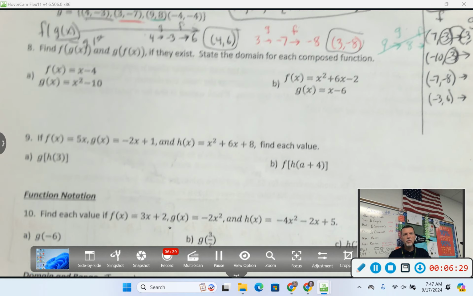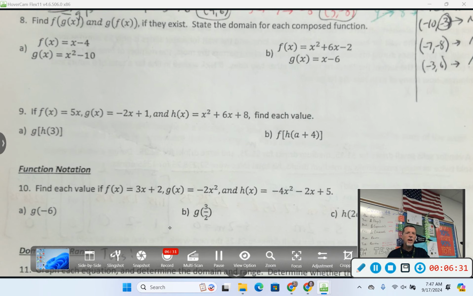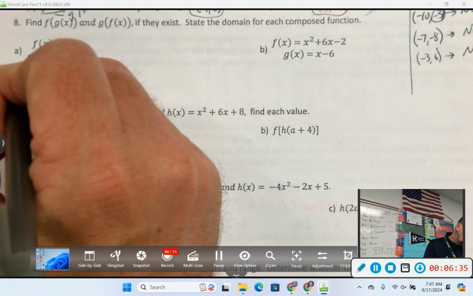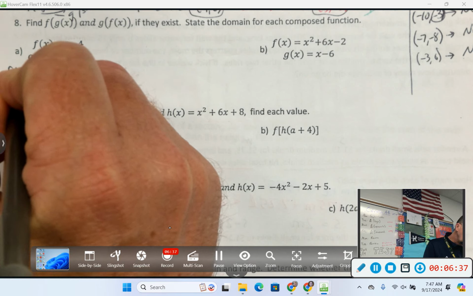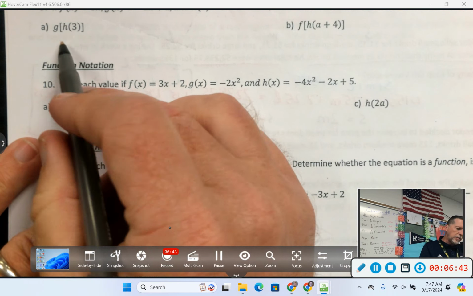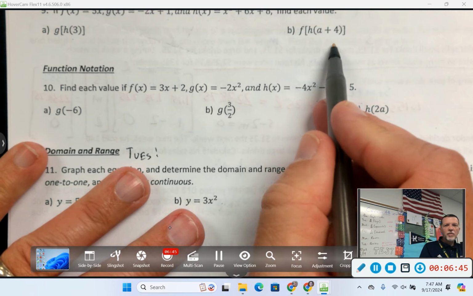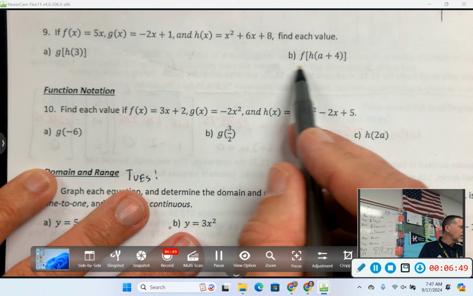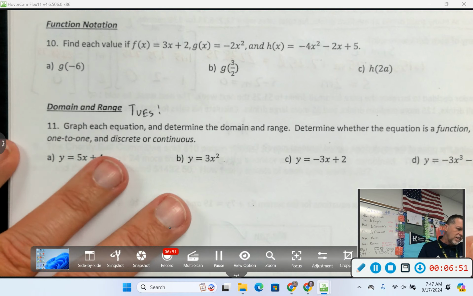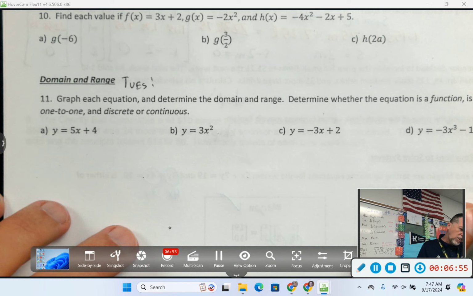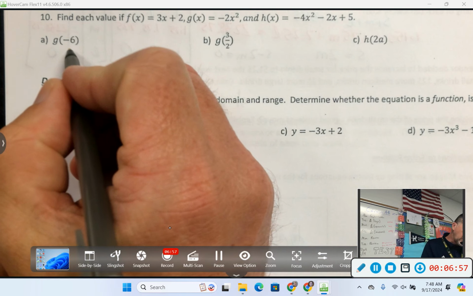Number 7 we did a few minutes ago. Number 8, f of g and g of f. We did 8, you're right. And we did 9. We're cruising. You good on 9? I mean, h of 3 isn't bad, but h of a plus 4? And then plugging that into f? Yeah. Okay. Number 10, find each, g of negative 6.